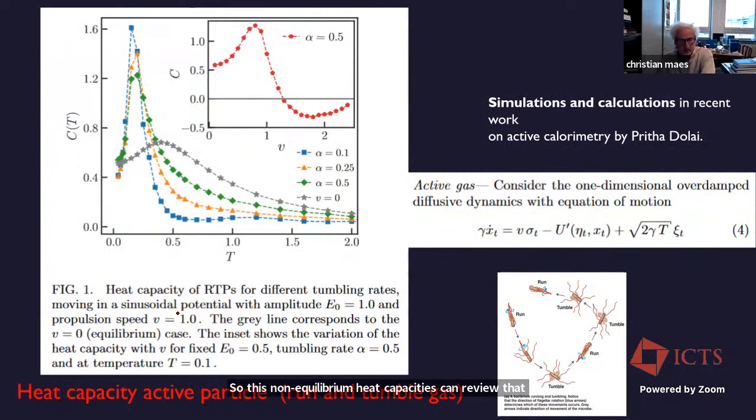Now, there are many other systems you can try to do. I'm not going to discuss this here, but these are simulations and also calculations, actually, which are done by Prita Dolai for active systems. So, for example, the famous run-and-tumble particles, you can now compute and simulate, depending on the parameters in the system. You can do the same thing as before for the quantum switch, and you can try to understand how this heat capacity depends on tumbling rates, which are the alpha, or on propulsion speeds. For example, for high propulsion speeds, you will see negativity of the heat capacity.